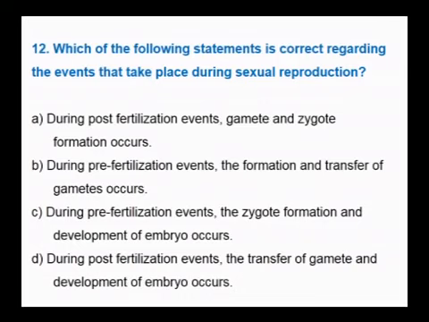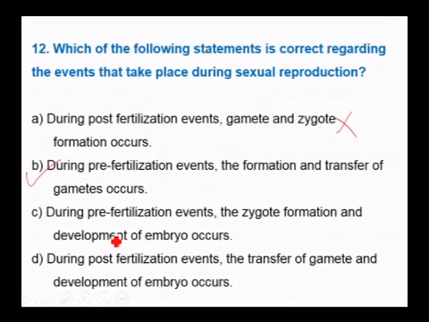Here the first option says during post-fertilization events, gamete and zygote formation takes place. In the post-fertilization events, it is not the formation of the zygote, it is the development of the zygote. Gamete formation takes place during the pre-fertilization events. Therefore, this statement is wrong. During pre-fertilization events, formation and transfer of gametes occur. So, this is the correct statement.